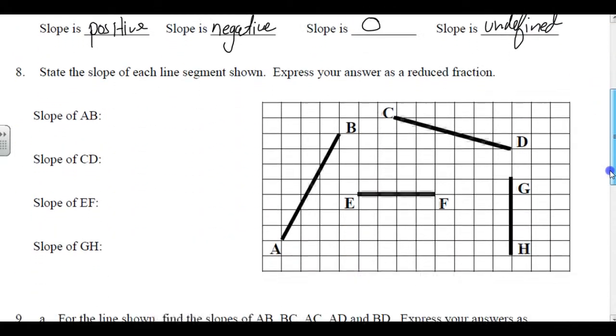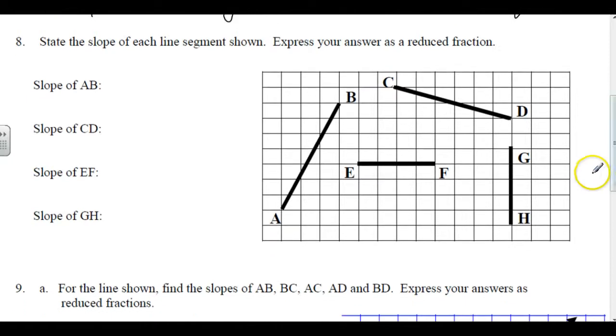State the slope of each line segment shown. Express your answer as a reduced fraction. State, no work required. So the slope, we're going to count. We go 1, 2, 3, 4, 5, 6, 7. Up 7, 1, 2, 3. Rise of 7 over run of 3 is 7 over 3.